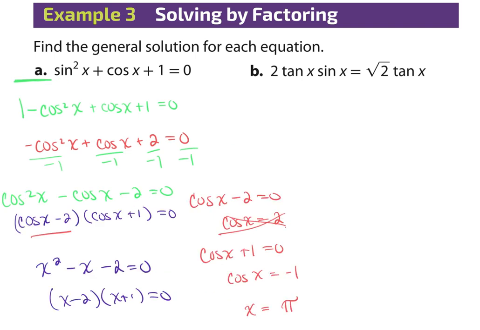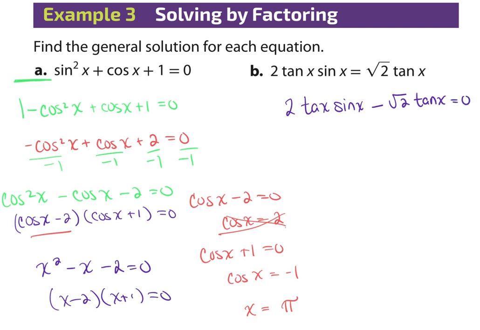Yep. So for something like this b, I'm actually just going to move everything to one side. All right, so I'm just going to go ahead and move everything over. I have 2 tangent of x sine of x minus square root of 2 tangent of x, and I have that equal to 0.